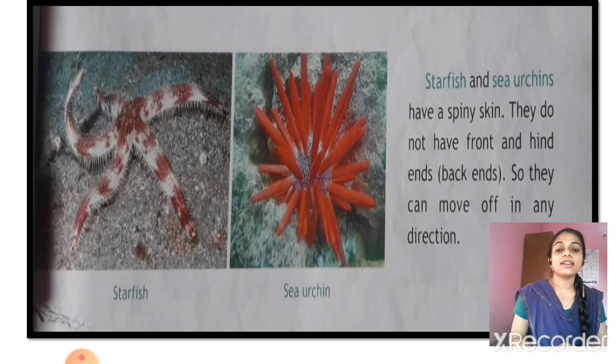The next category of animals that do not have bones and live in the sea are the starfish and sea urchins. They do not have a front end or a back end. It is clear from the picture that in starfish and sea urchins, we cannot distinguish which is the front end or the back end. They have spiny skin and can move in all directions. So these are the characteristics of starfish and sea urchins. These animals also do not have bones.